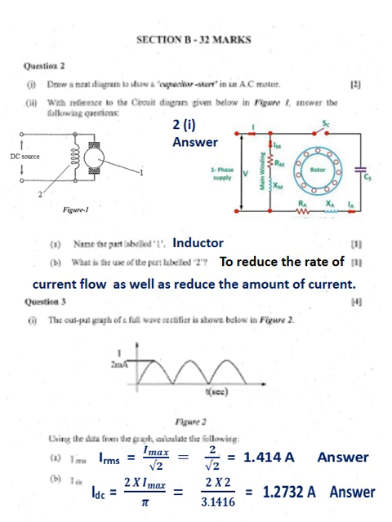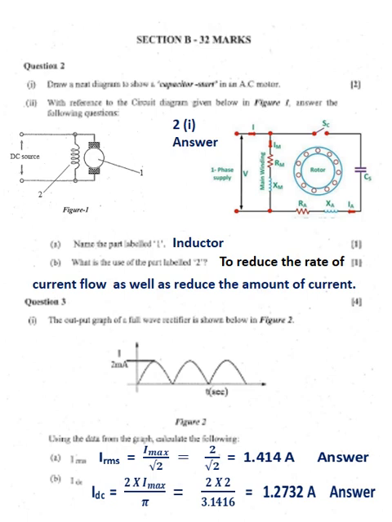Section B. Question 2. Part 1. The diagram of capacitor start is given. Part 2A. Answer inductor. B. Answer to reduce the rate of current flow as well as reduce the amount of current.